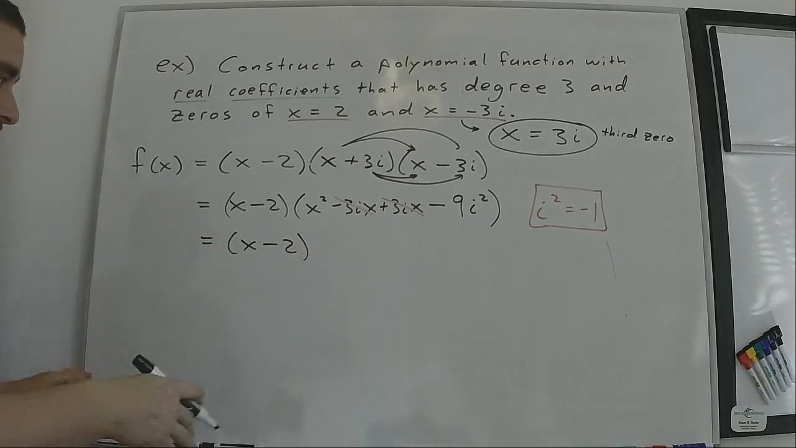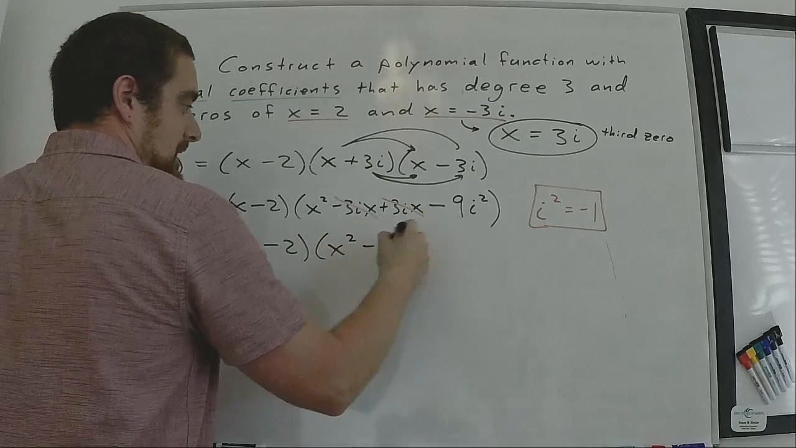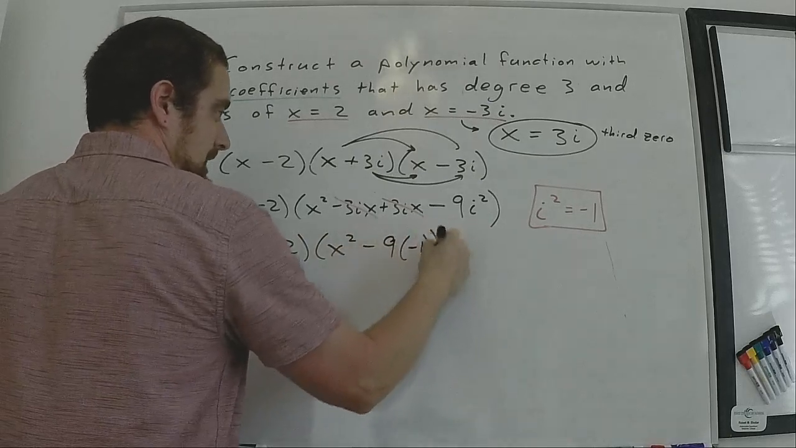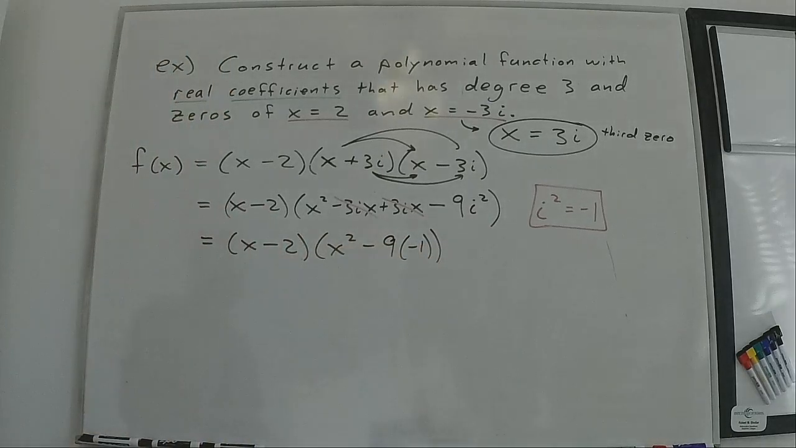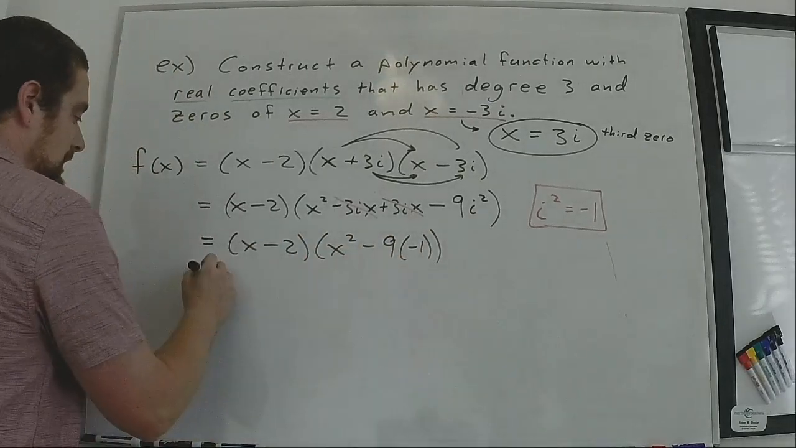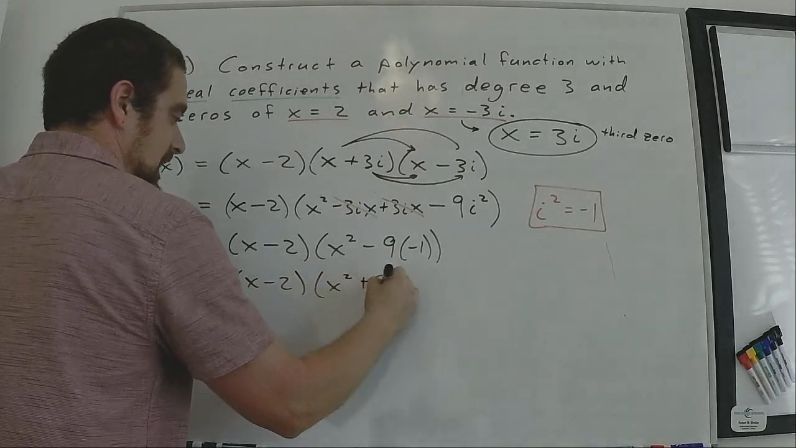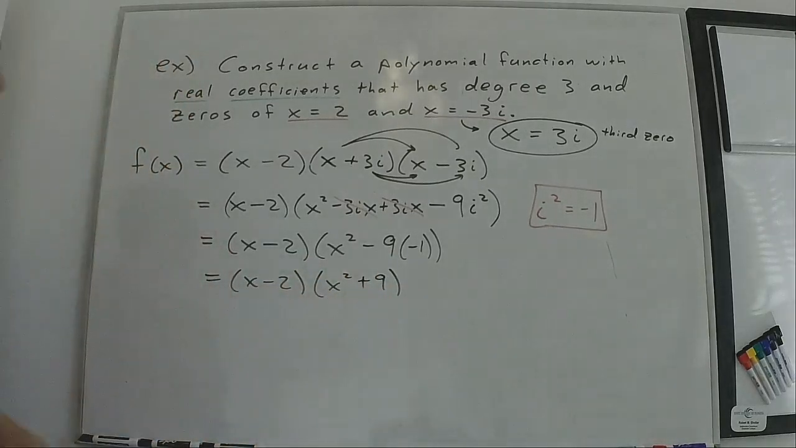Still not touching that factor. Cleaning up this factor, we will get x squared minus 9 times the quantity negative 1. I'm replacing i squared with negative 1. And you can see that this is building an irreducible quadratic factor of x squared plus 9. Now that's where my two imaginary zeros are coming from.